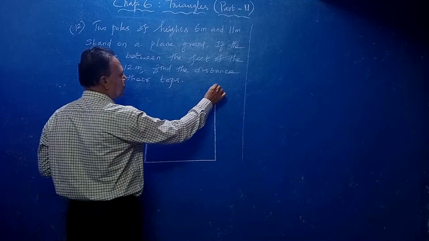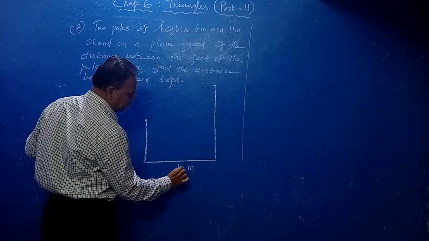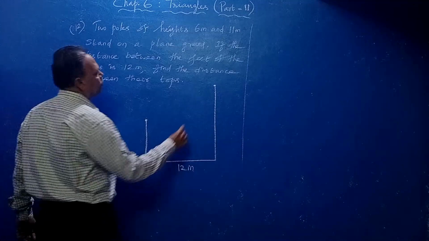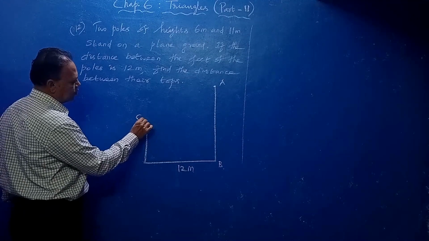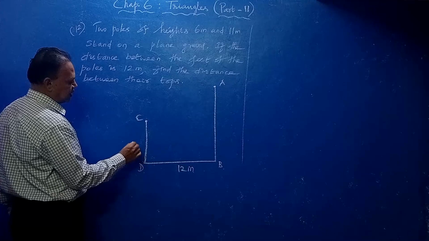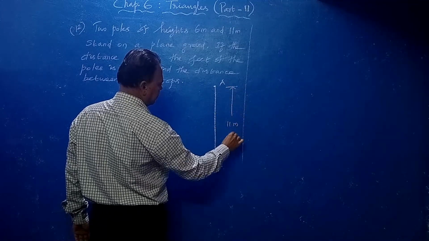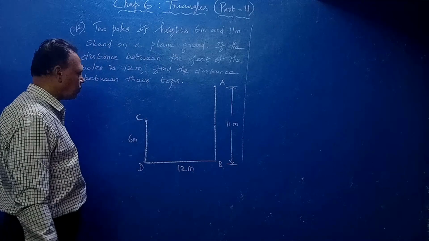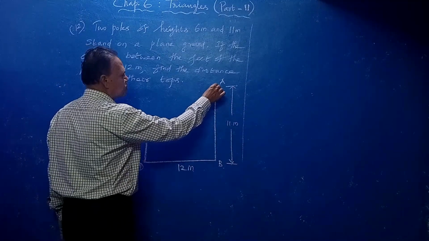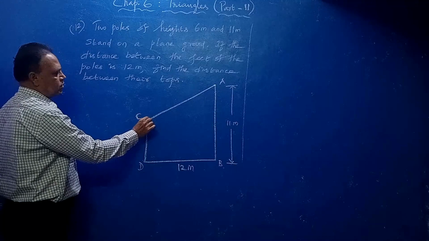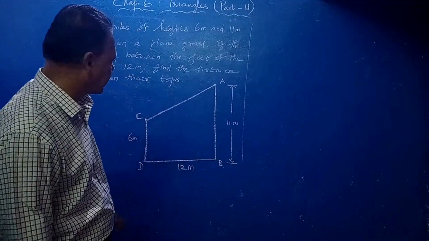This is the top of the pole. This is the feet of the pole. The distance is 12 meter. Take AB as the height of the pole of 11 meter and CD as the height of the pole of 6 meter. To find the distance between the tops of the poles, you should join these two points. It is getting a trapezium. Are you getting any right triangle? No.